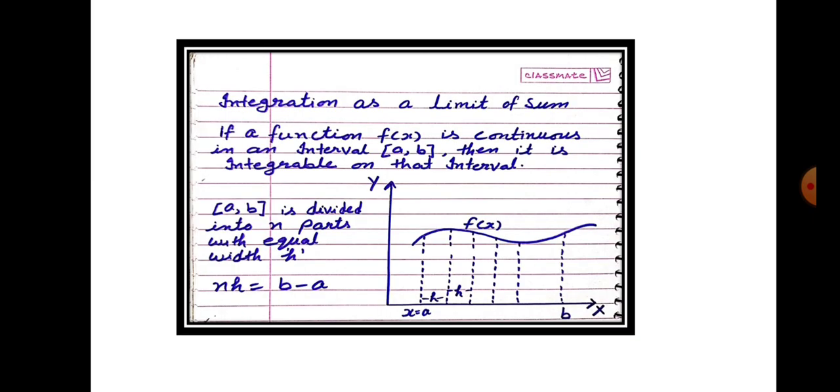So this is another important topic of integration. Integration as limit of a sum: if a function f(x) is continuous in a closed interval [a, b], then it is integrable on that interval. Here the closed interval [a, b] is divided into n parts with equal width h. So nh is equal to b minus a.